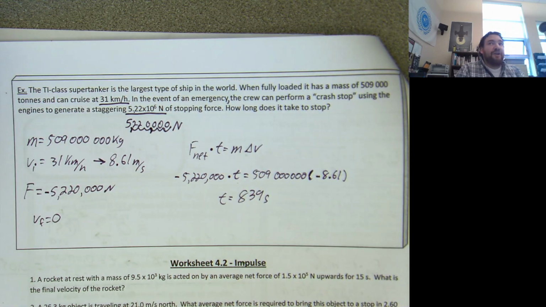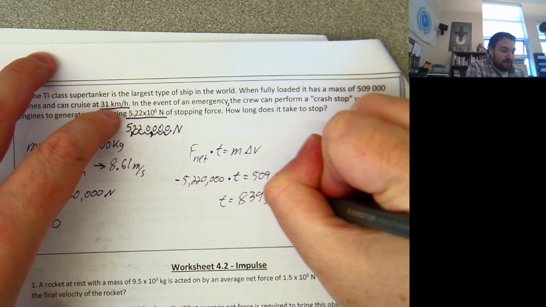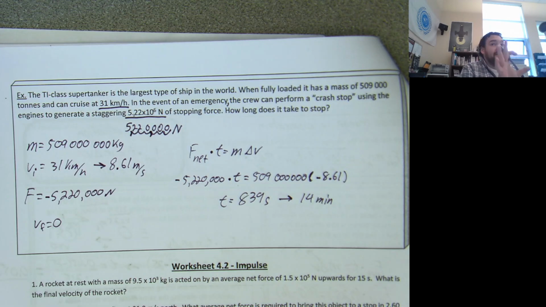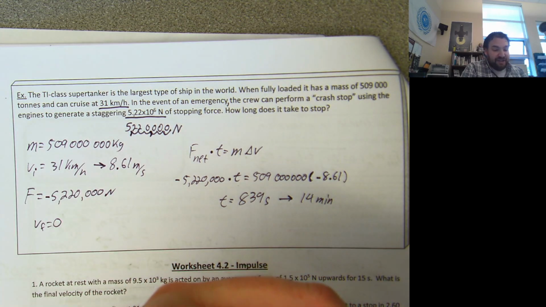Seconds. So 839 seconds doesn't mean a whole lot, so let's turn that into a meaningful value. Let's turn it into minutes by dividing by 60. What's that number, Ezra, divided by 60? So effectively 14 minutes. So at its fastest, at its shortest amount of time, that tanker is going to take 14 minutes to come to a stop. And that's in an emergency. It doesn't get any shorter than that.